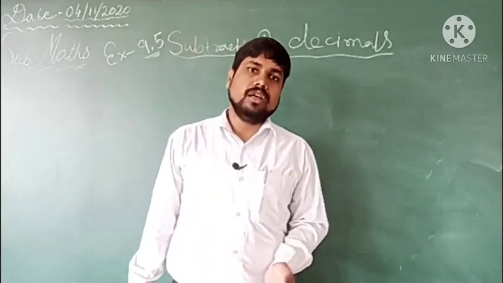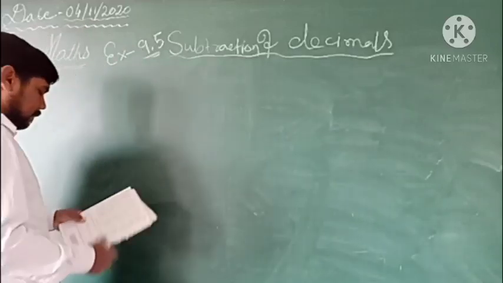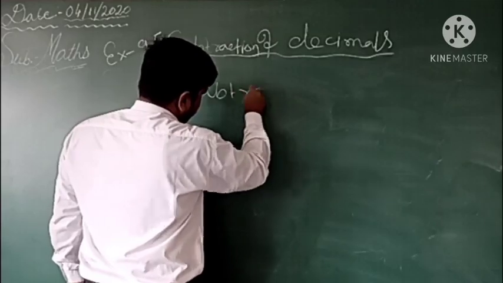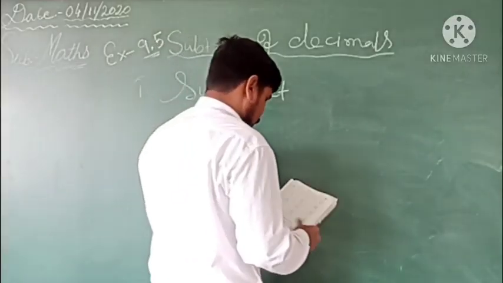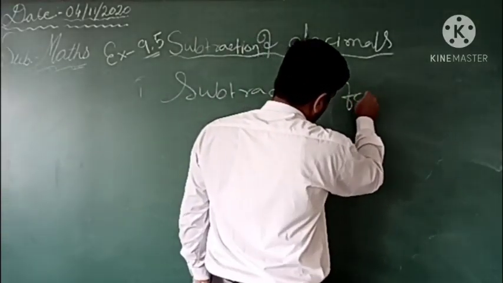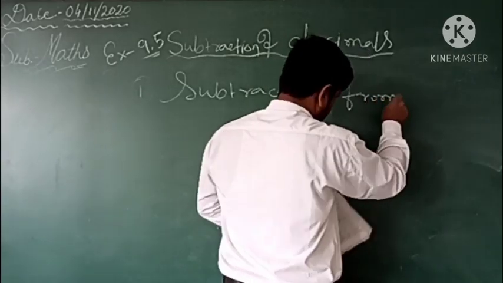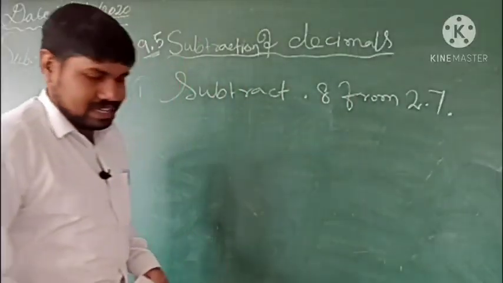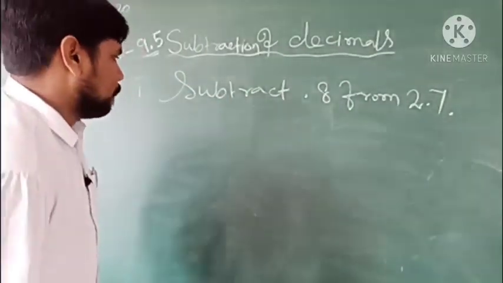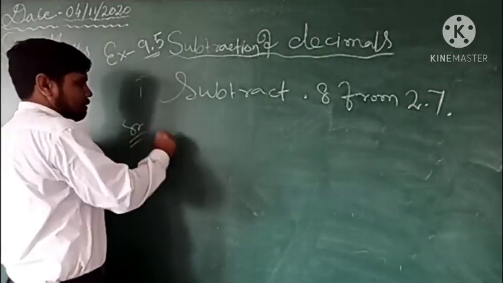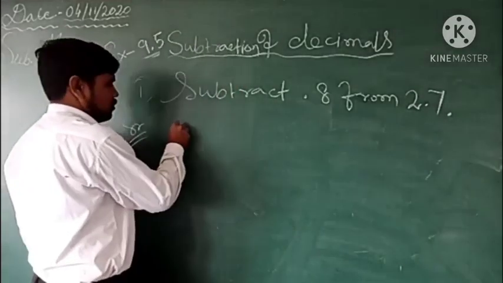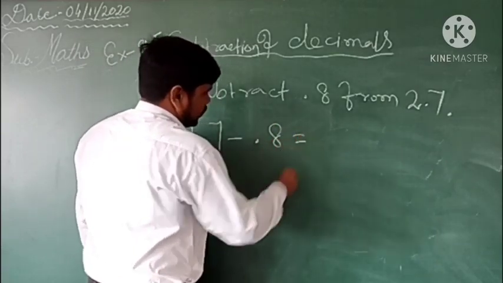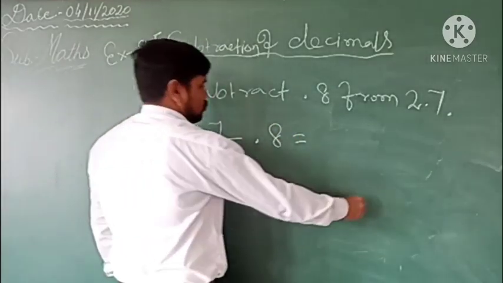So for example here, the first question is asking to subtract decimal 8 from 2.7. So you have to subtract decimal 8 from 2.7. So how will you subtract? Very simply we will do the rough work here, or first you will write 2.7 minus decimal 8 is equal to how much? You have to find out, right? So here we will do this rough work.